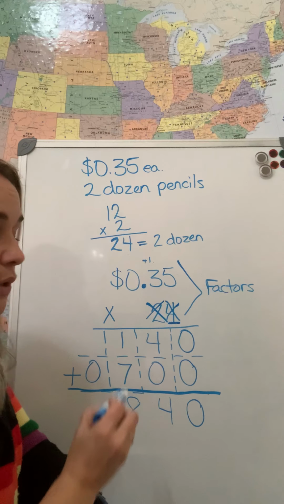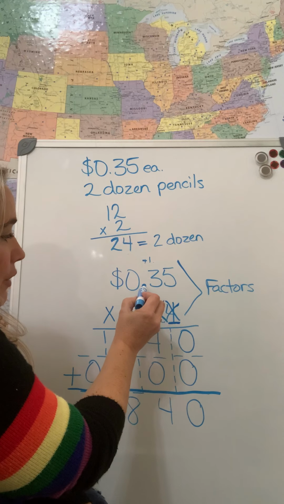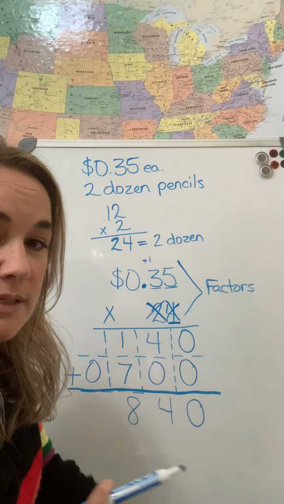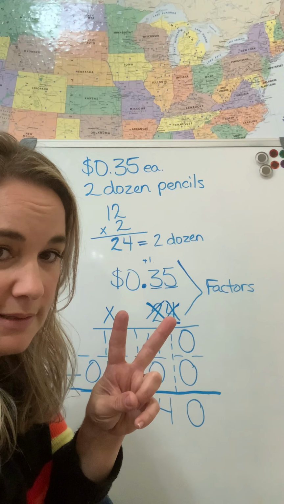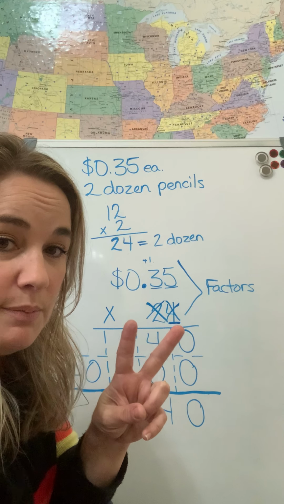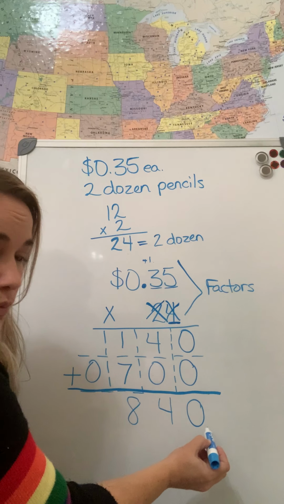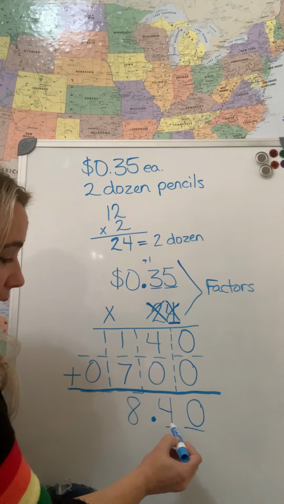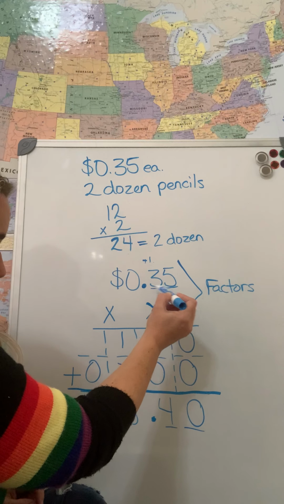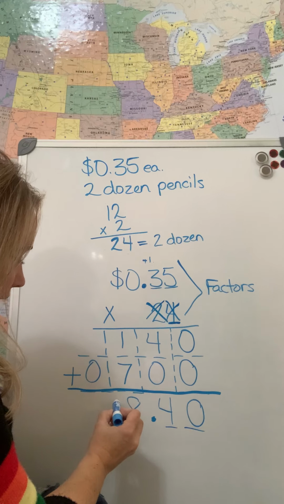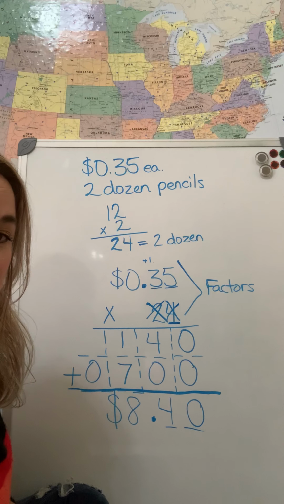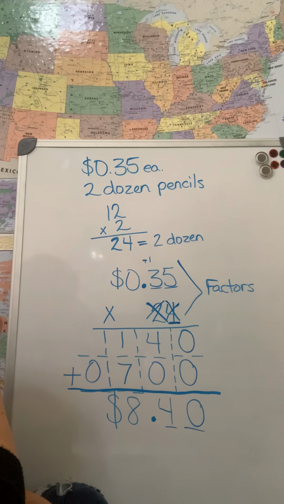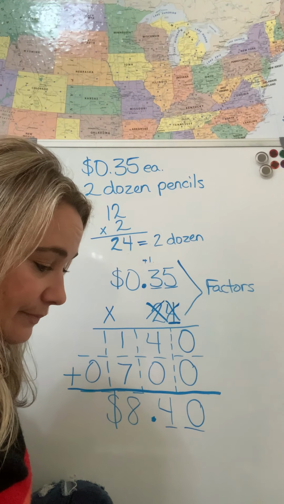Well, there's only 1 decimal in these factors. So how many numbers or how many digits come behind this decimal? 1, 2. That means there needs to be 2 numbers behind the decimal in my answer or in my product. So 1, 2. I now have 2 numbers behind my decimal in my product, just like I have it in my factors. And I can remember to put my dollar sign. So our final answer for this problem is $8.40, okay?